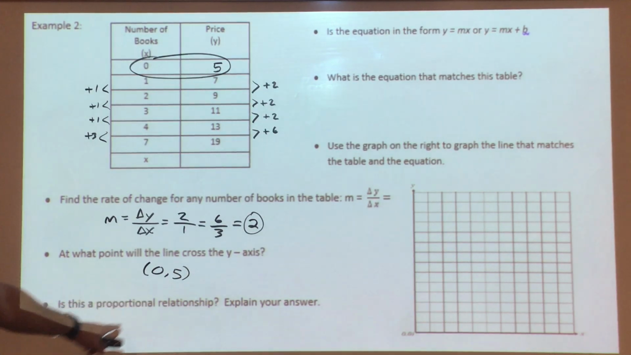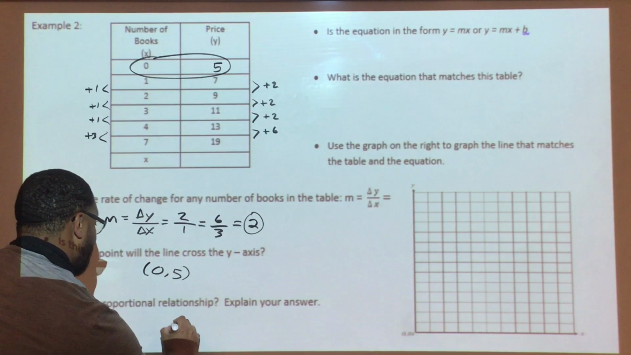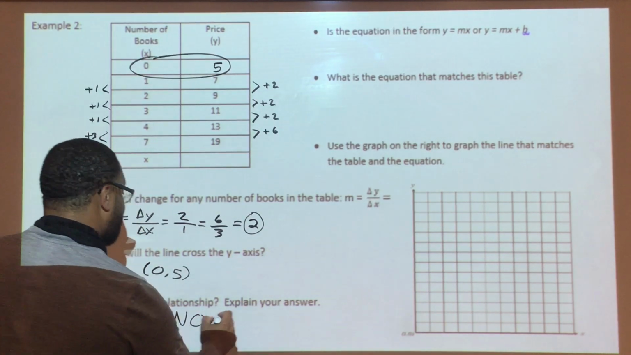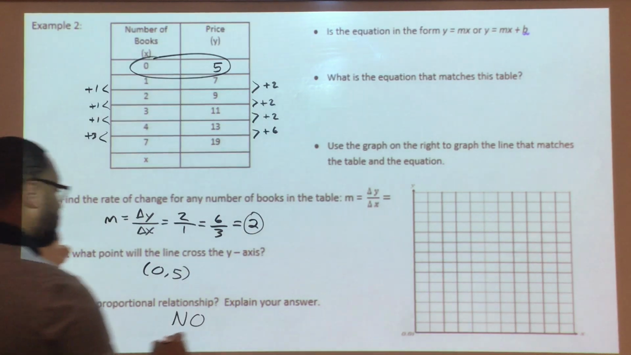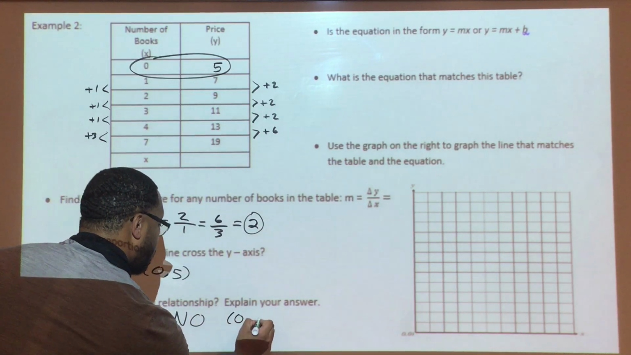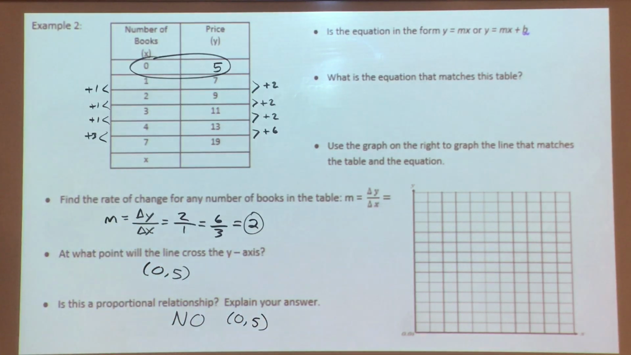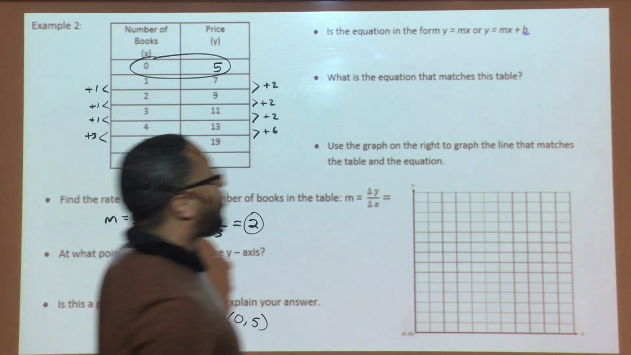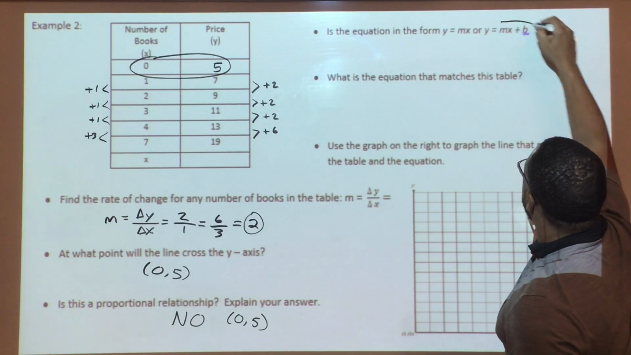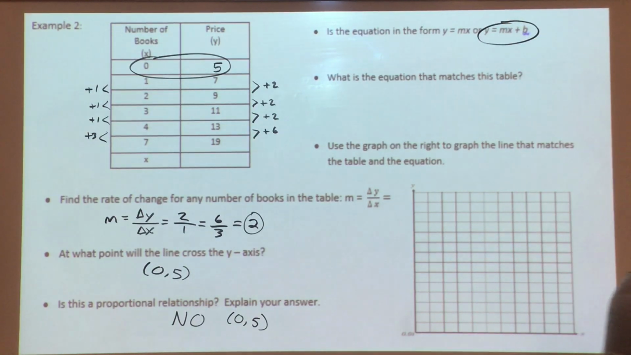Is this a proportional relationship? That would be a big no. The reason is because proportional relationships go through 0, 0. This one goes through 0, 5. So therefore, that is the reason that this is not a proportional relationship. So this would be non-proportional. Is the equation in the form y equals mx or y equals mx plus b? Well, it's non-proportional, so it's going to be y equals mx plus b.